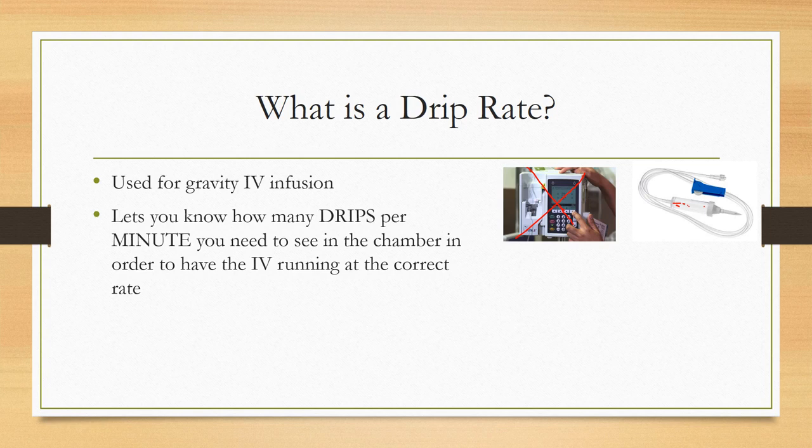So an IV drip rate lets you know how many drips per minute you need to see in this chamber in order to have the IV running at a correct rate. So the major unit for this is going to be drips per minute. GTT stands for drips.